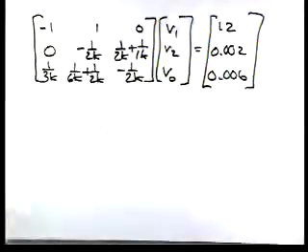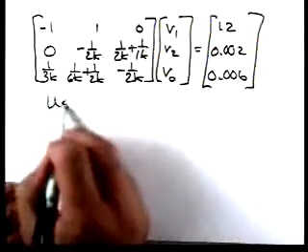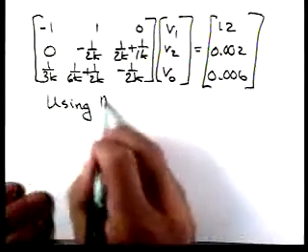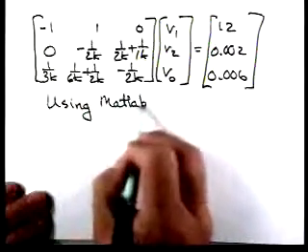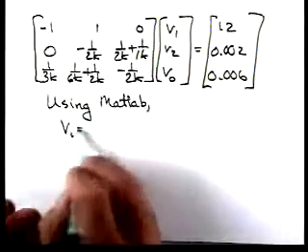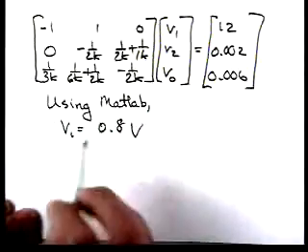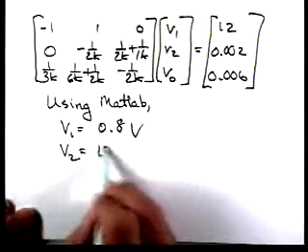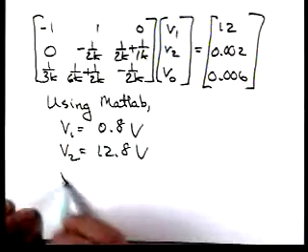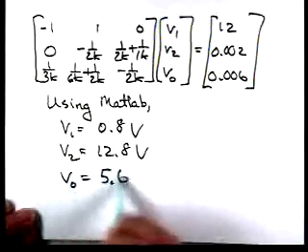Now, in matrix form, we can solve them using MATLAB. So we get V1 is 0.8 volts, V2 is 12.8 volts, and V0 is 5.6.